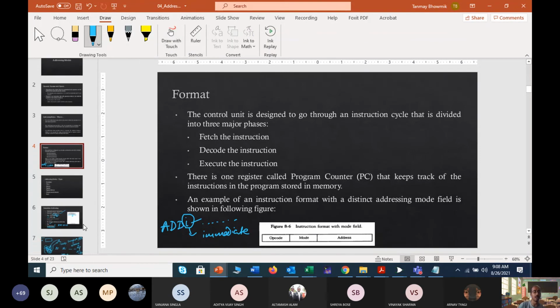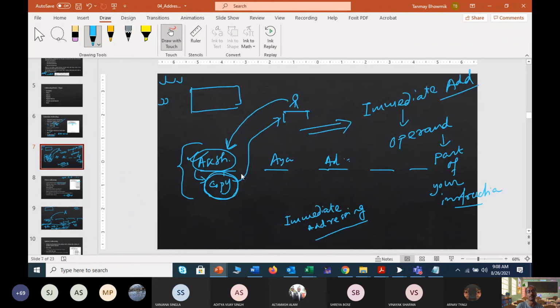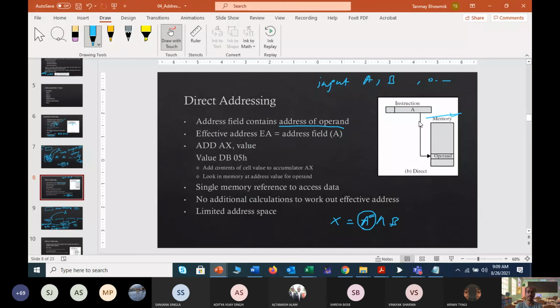So what have we done till now? We have discussed immediate addressing, and we have given one example. We have discussed direct addressing, and we have also given one example. So here I can write, it is the example of direct addressing. Right? So this was the example of direct addressing. Now we will come to the advantages and disadvantages.